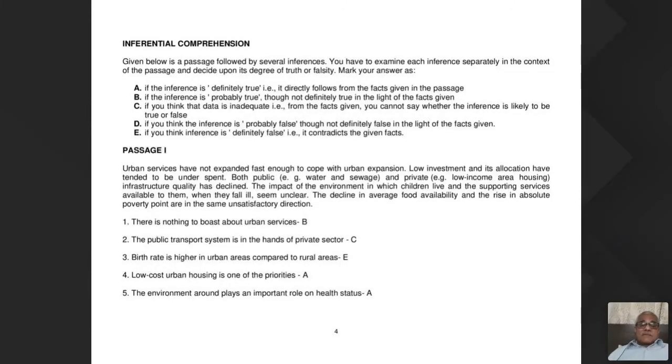This is the last part of my presentation. This is called inferential comprehension. You have to infer the meaning of the given text and answer the questions through inference, through analytical evaluative strategies, and through using logical reasoning. Now you have two texts like this.